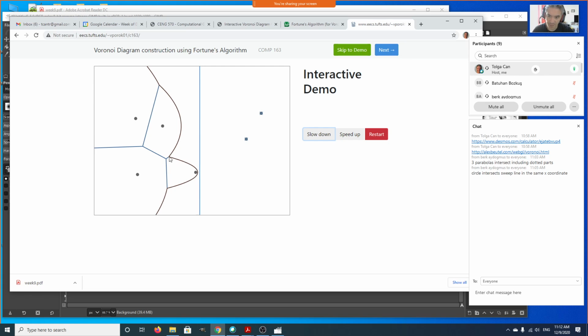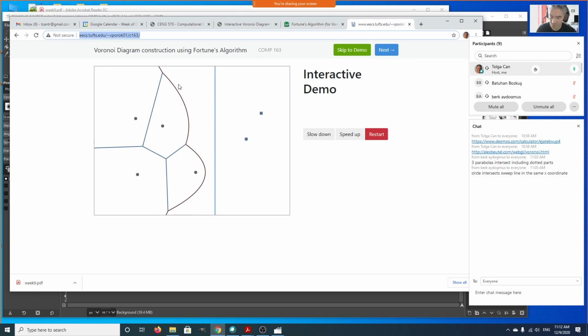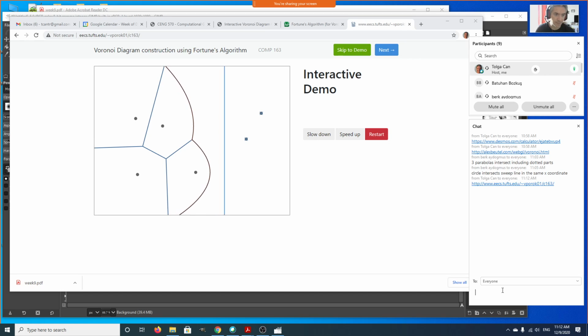And as you can see, the beach fronts trace out the edges of our Voronoi diagram. So this link is also good. You can also try this out interactively. Let me also paste that link here.